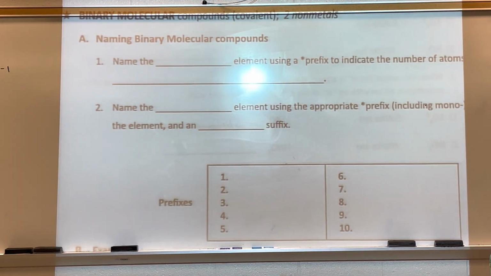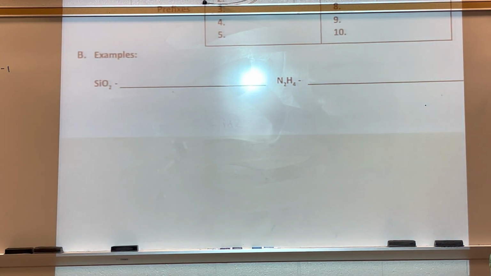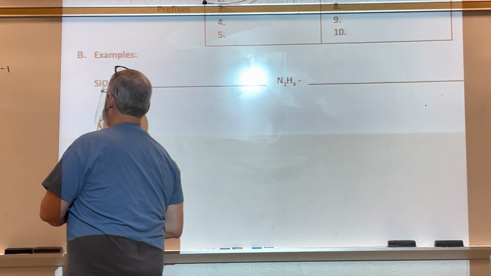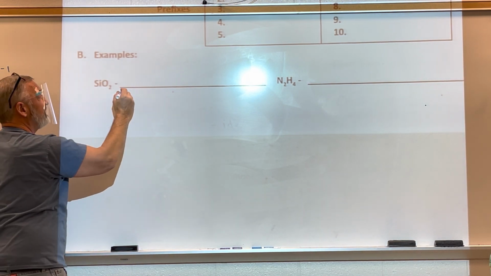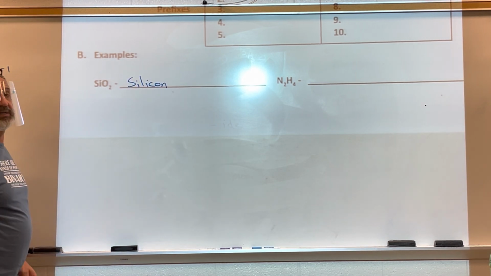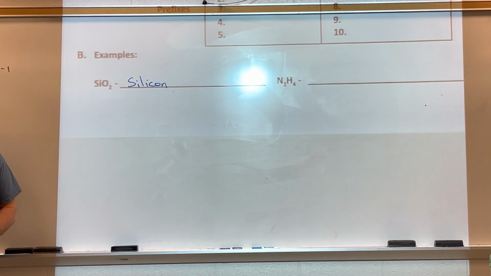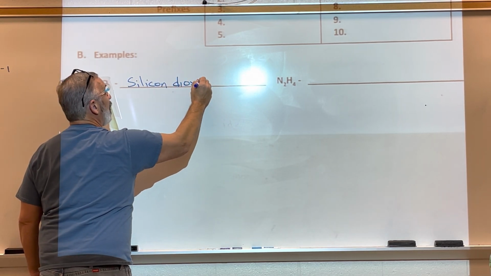So if we want to practice that, examples. Well, Si is what element? Silicon. I only have 1 of them, so I don't have to use a prefix. And then how many oxygens do I have? 2. So what do I say? Dioxide. And they all end in "ide."